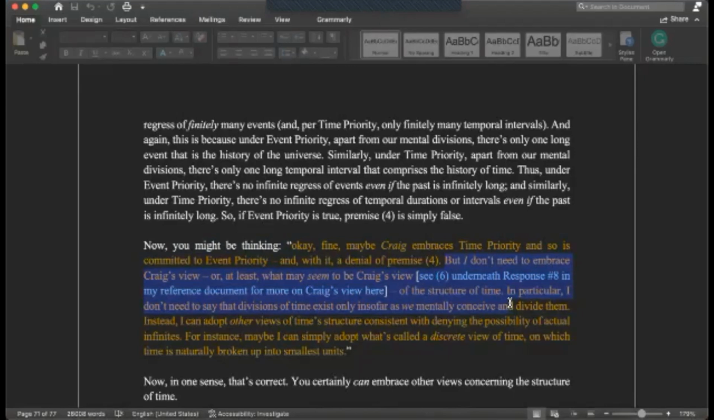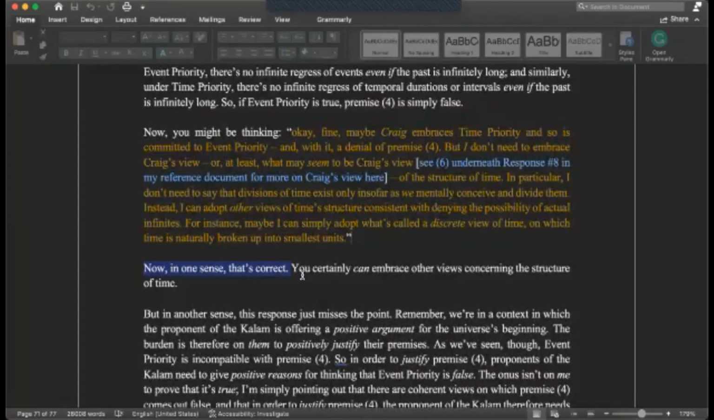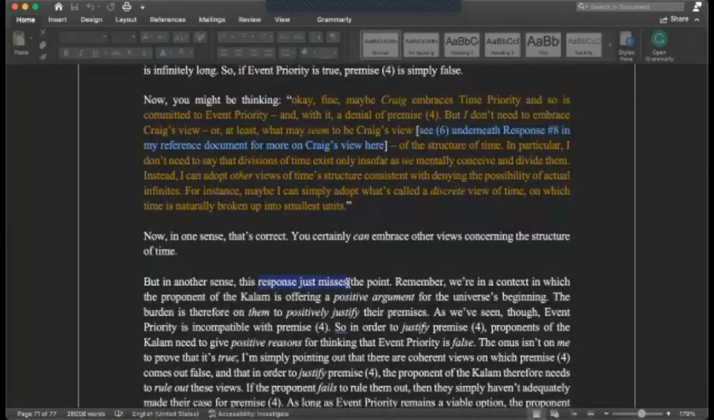For instance, maybe I can simply adopt what's called a discrete view of time, on which time is naturally broken up into smallest units. Now, in one sense, that's correct, right? You certainly can embrace other views concerning the structure of time. But in another sense, this response just misses the point. Remember, we're in a context in which the proponent of the Kalam is offering a positive argument for the universe's beginning. The burden is therefore on them to positively justify their premises.